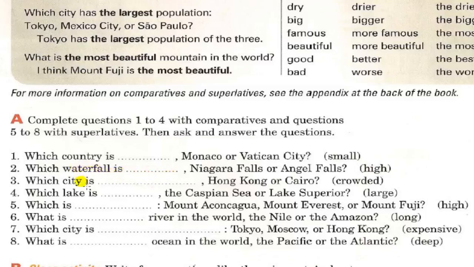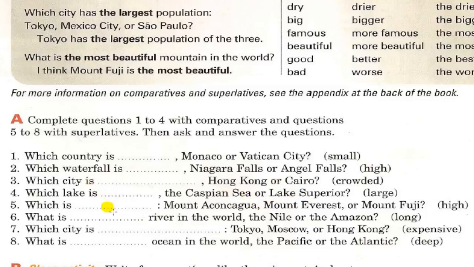3. Which city is Hong Kong or Cairo? Crowded. Which city is more crowded? More crowded, Hong Kong or Cairo? Number 3, more crowded. 4. Which lake is the Caspian Sea or Lake Superior? Which lake is larger, the Caspian Sea or Lake Superior?